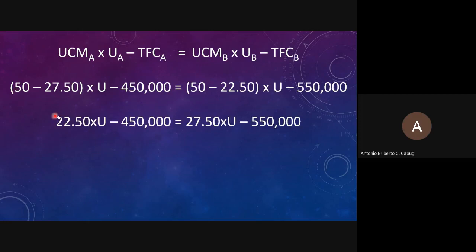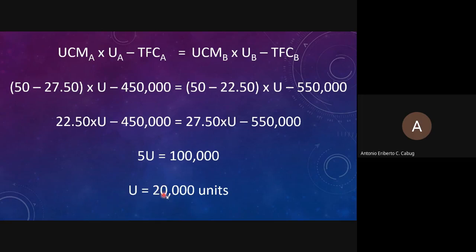2250, the difference of this, times U, minus 450K is equal to 2750U minus 550K. This will give you 5U equals 100,000. 2750 minus 2250 is 5. 5U is equal to 100,000. So, U is therefore equal to 20,000 units. I believe that one of you got this correctly.